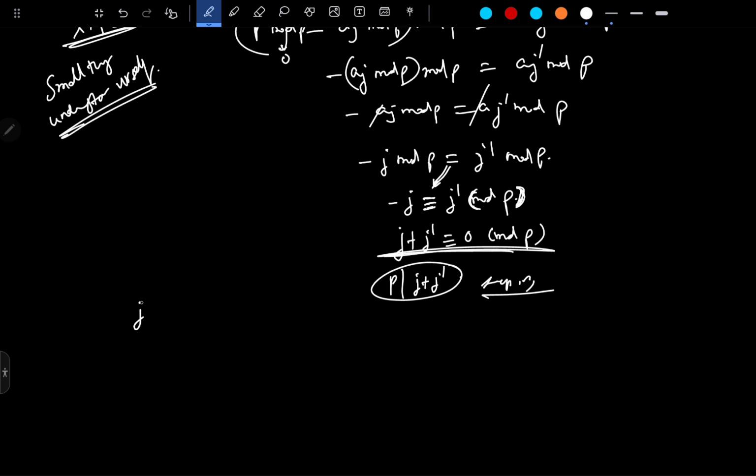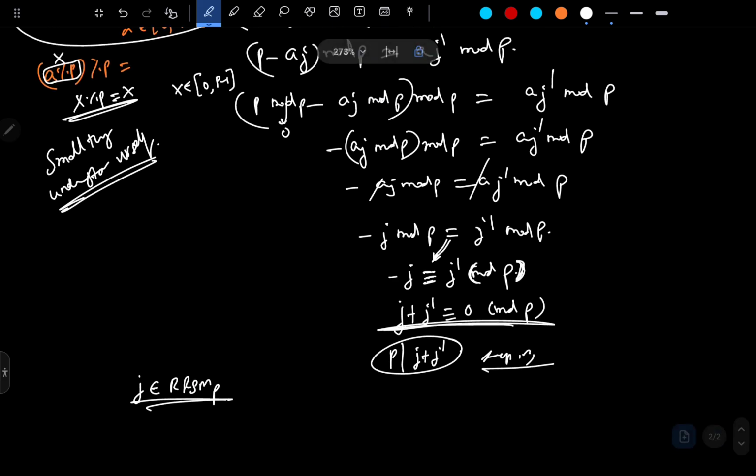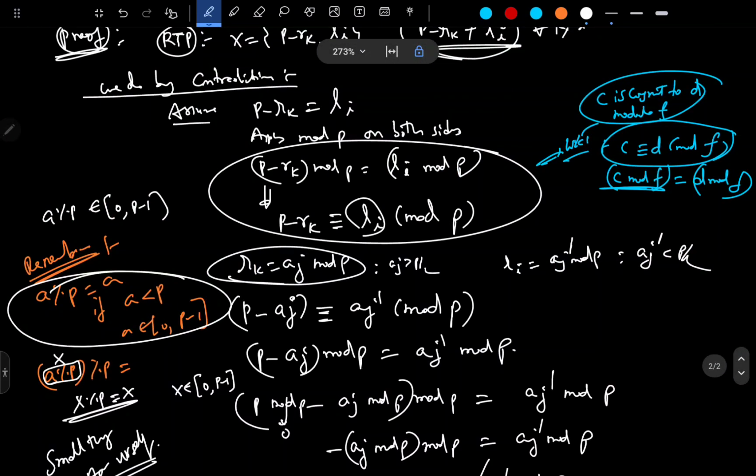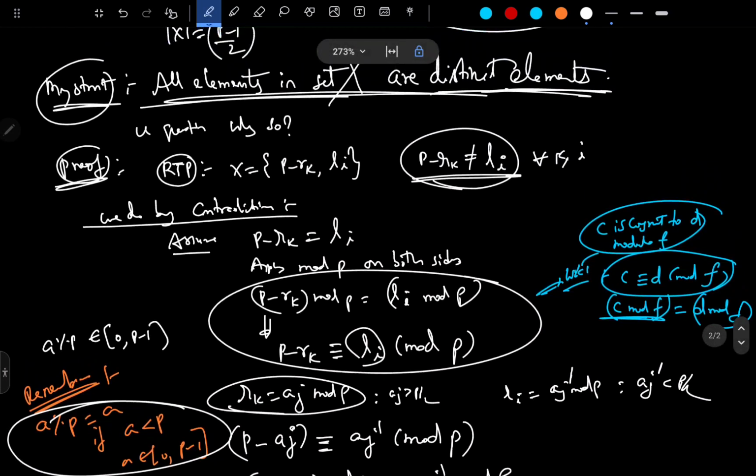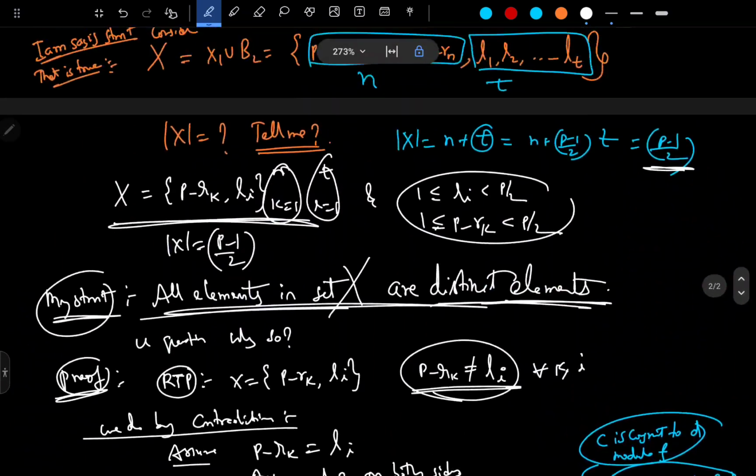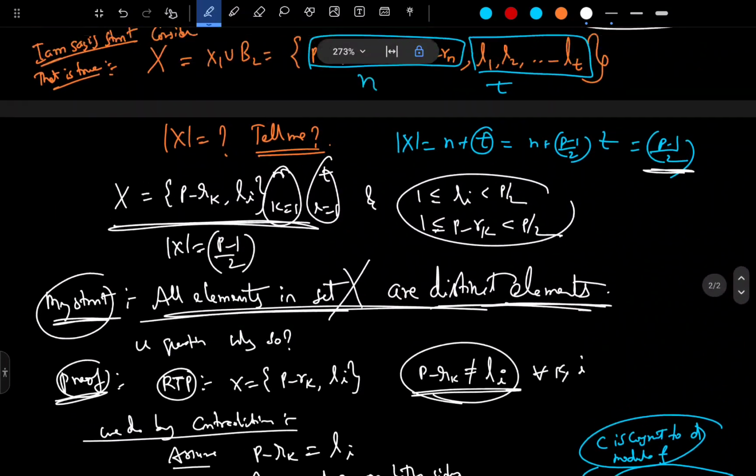So let's talk about it. Since j belongs to RRSM P, because we have written Rk is nothing but Aj mod P, where j is greater than P by 2.